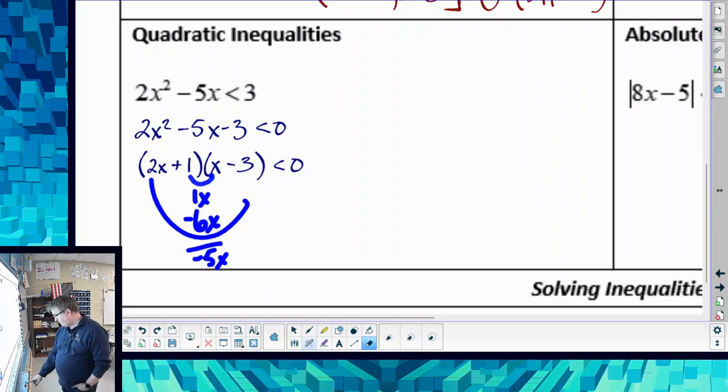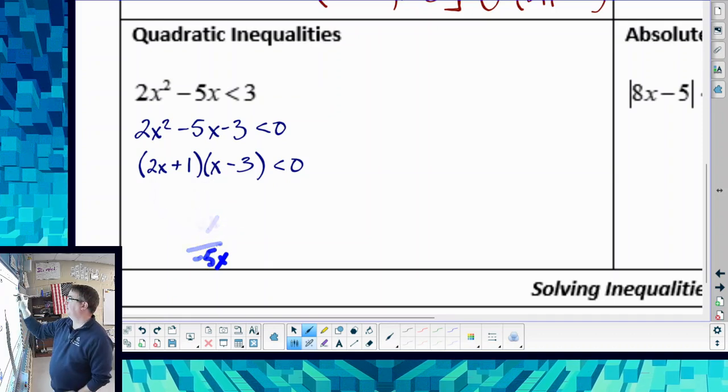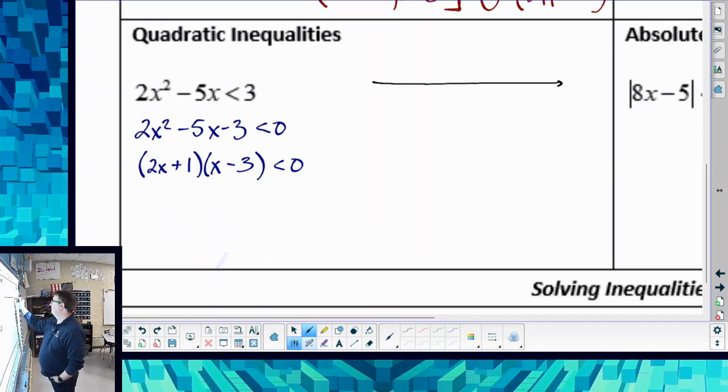Now, depending upon how you see this, we're going to graph and write these answers. We're going to do all the answers all three different ways.